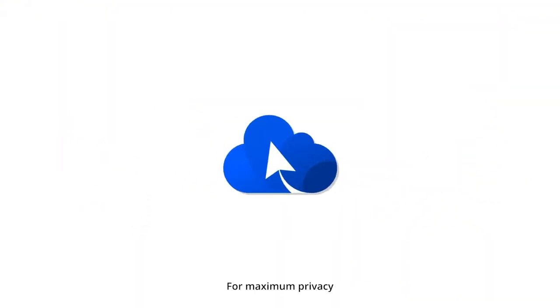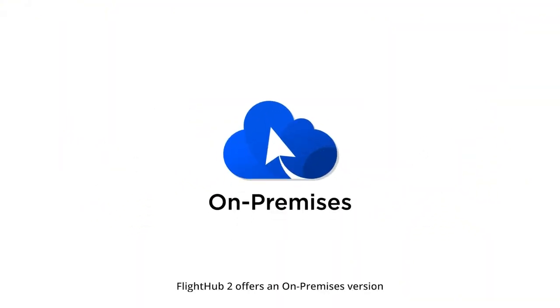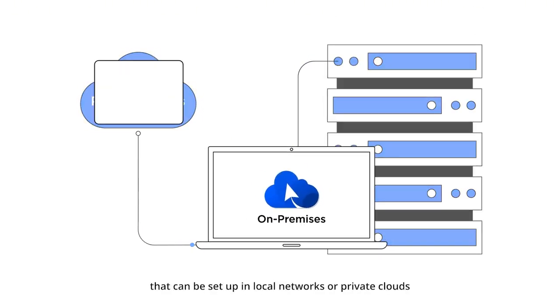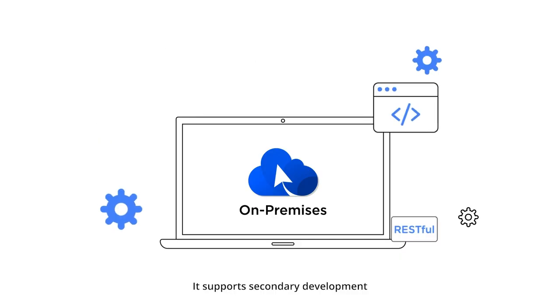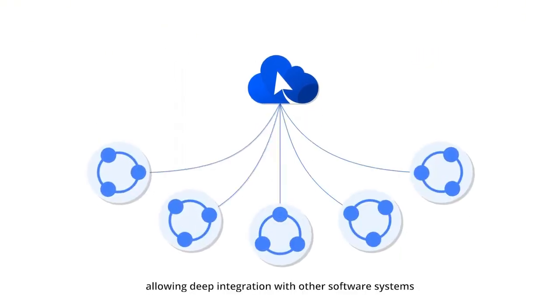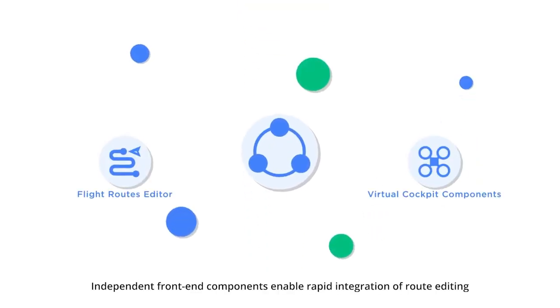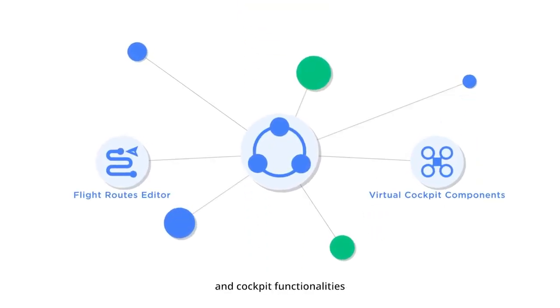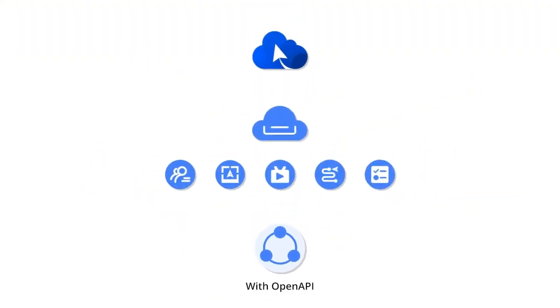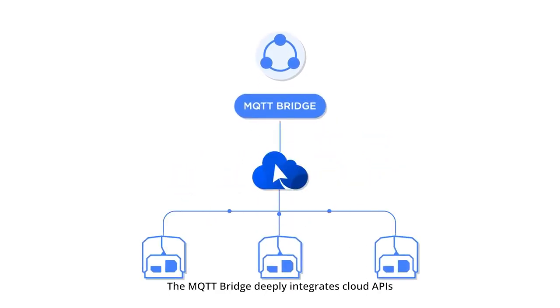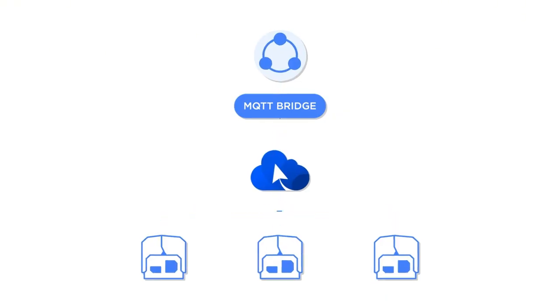For maximum privacy, FlightHub 2 offers an on-premises version that can be set up in local networks or private clouds. It supports secondary development, allowing deep integration with other software systems. Independent front-end components enable rapid integration of route editing and cockpit functionalities. With OpenAPI, users have direct access to all FlightHub 2 features. The MQTT bridge deeply integrates cloud APIs, enabling cost-effective migration.